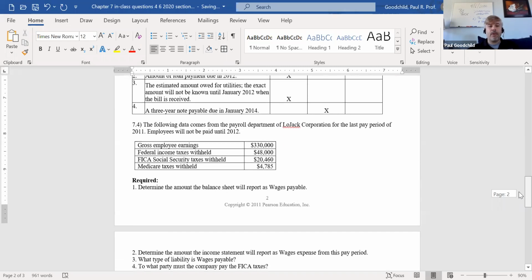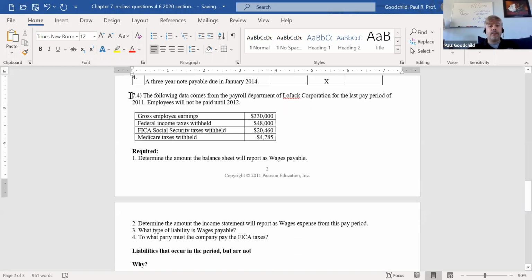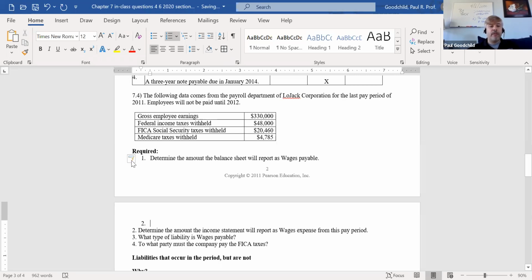All right, so now we have the following information from LoJack Corporation for the last pay period. The employees will not be paid till 2012, and they want to know what amount on the balance sheet will be reported as wages payable. This is the net pay, excuse me, not the gross. So I want you to calculate that for question 7.4 and type it to me privately.